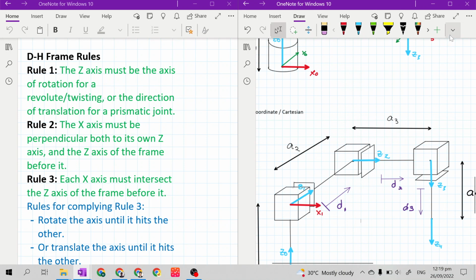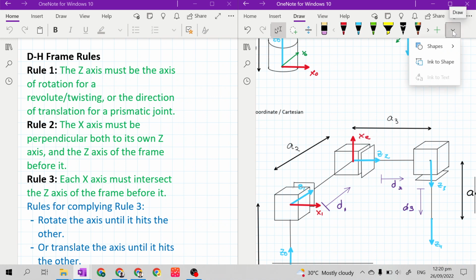Next, for x sub 2. Okay, for x sub 2, z sub 1 is pointing to the back. Z sub 2 is pointing to the right. So our only choices are either upward or downward. So I will choose downward. Okay. So this is x sub 2. So let's see. Wait a minute. Okay, I will choose upward. I will choose upward. Okay. So this will be x sub 2.